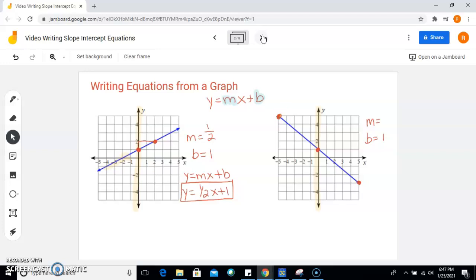So if I'm going to count, I'm going down 1, 2, 3, 4, and over 1, 2, 3, 4, 5. I see that if I'm reading my graph from left to right, we are decreasing, which means my slope is negative. So we have negative 4 over 5. All we're going to do is plug in our m and plug in our b. So our equation would say y equals negative 4/5 x plus 1.